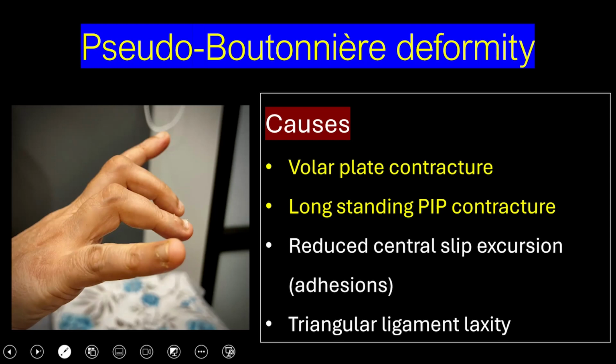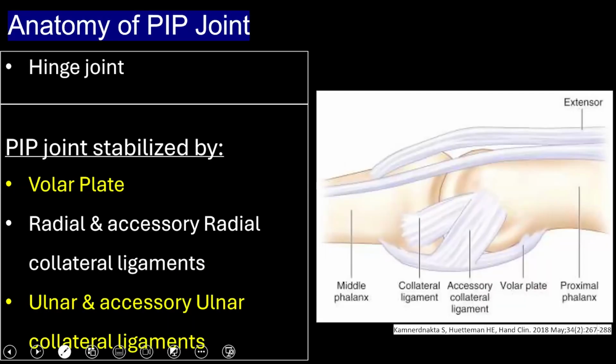So as I told you earlier, the triangular ligament holds the lateral slips on the dorsal aspect of the middle phalanx and the distal phalanx. But if this ligament is injured or lax, it causes the downward or palmar displacement of the lateral ligament and causes the secondary contraction of the retinacular ligament, which causes the fixed flexion deformity of the interphalangeal joint. Now let's talk about the anatomy of the interphalangeal joint.